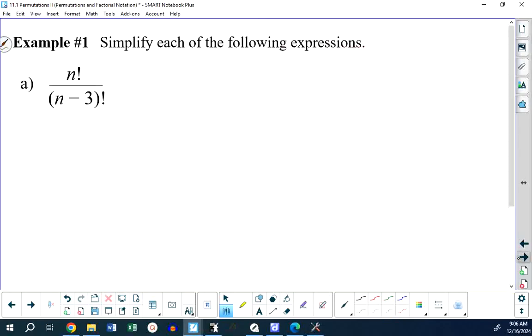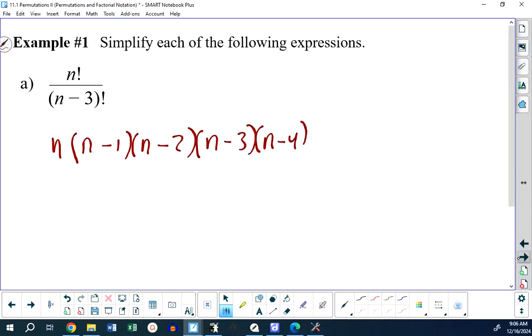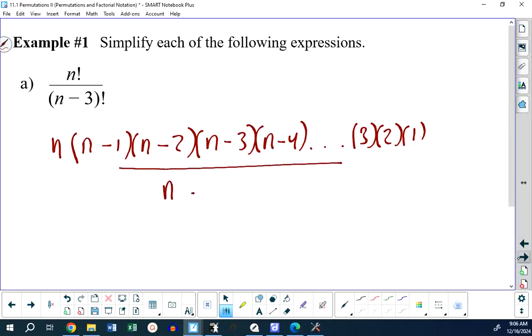I'm going to take this n factorial and write it as n times n minus 1 times n minus 2 times n minus 3 times n minus 4. Now I realize I probably gave you limited space there. No, I gave you lots of room. All the way down to 3 times 2 times 1. And I just want to caution you here. Do most people need to write all of this to get to the answer? No. Should you write this on a written response? Yeah, you should. I think it shows a good understanding of factorials. This is now over n minus 3 factorial.